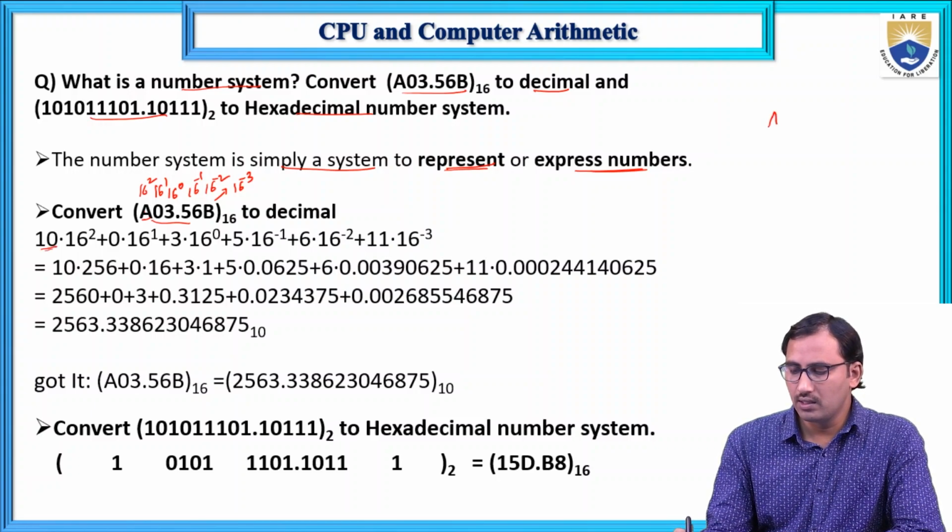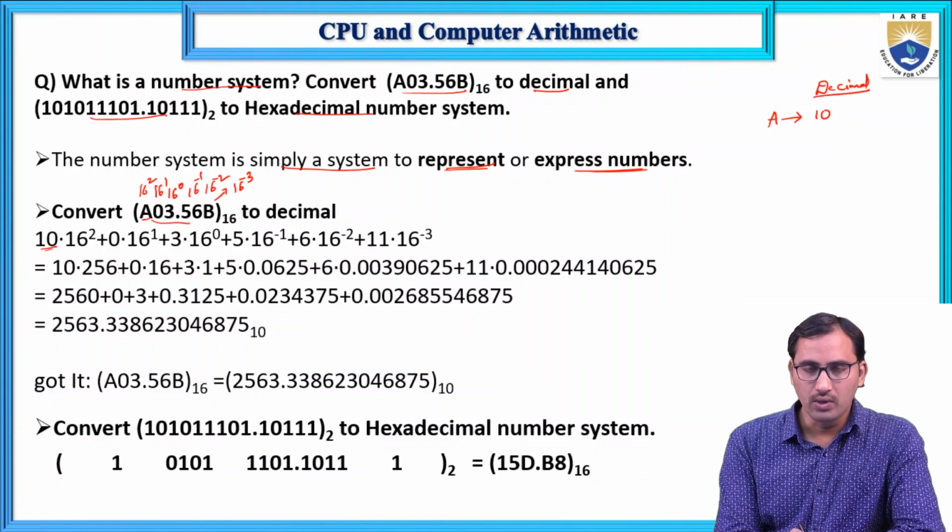So A in hexadecimal has the equivalent decimal value 10. So that's 10 into 16 squared, plus 0 into 16 power 1, plus 3 into 16 power 0, plus 5 into 16 power minus 1, plus 6 into 16 power minus 2. So like that we are representing.